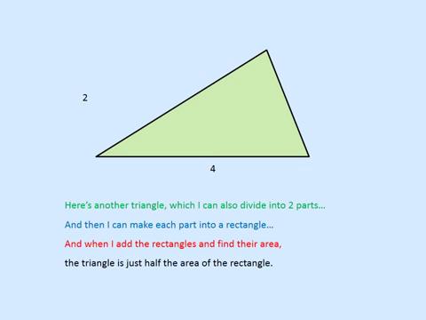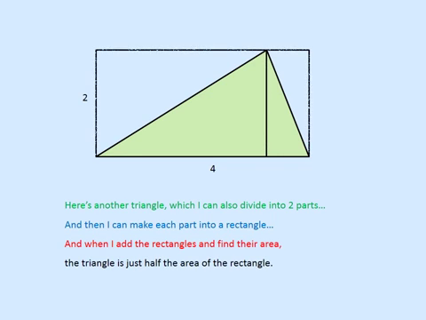And if the triangle is more uneven, I can still do the same thing, with the 2 rectangles joining to form one large rectangle, and the triangle is again half the area of the big rectangle.